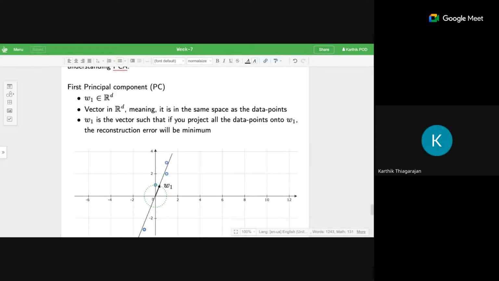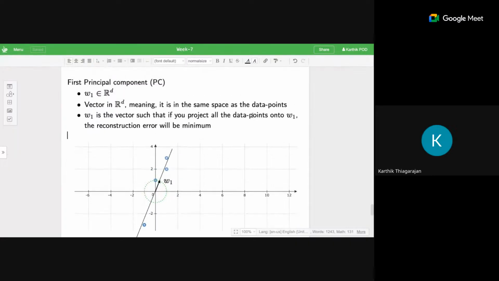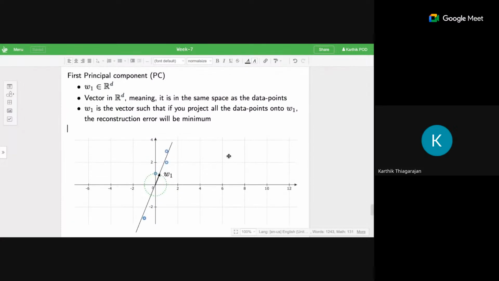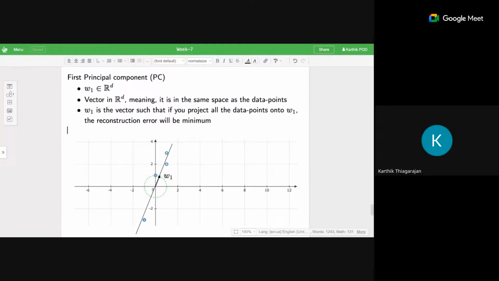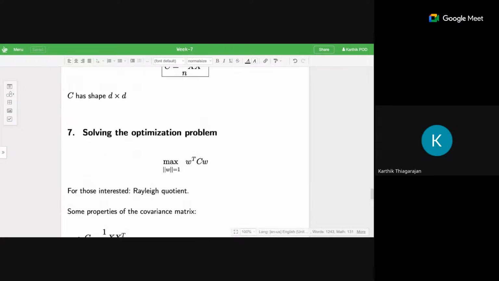The W1 we have found is that vector which, if you draw perpendiculars from all these 4 data points and you calculate the reconstruction error, the squared length, sum it, that will be smallest for this W1. Okay, you can kind of see that, right? You see how closely W1 is going through the data cloud. Okay, so is this idea clear? What is the first principal component? Yes, everyone?